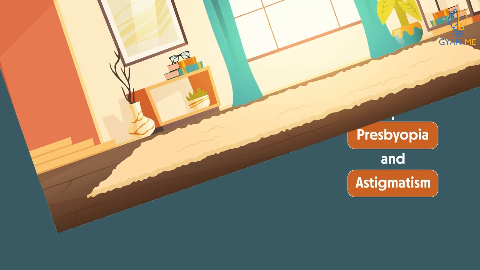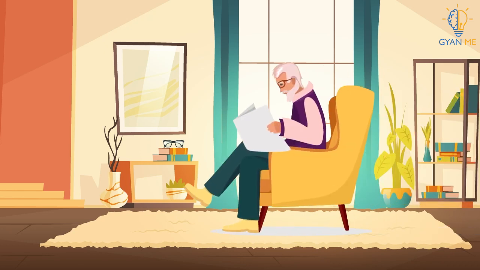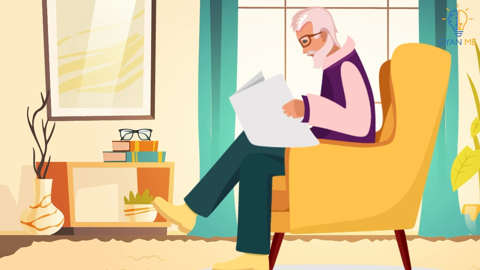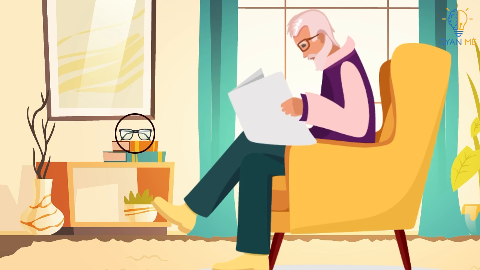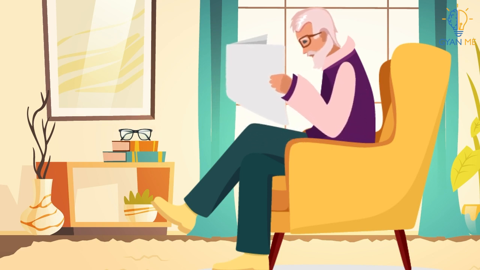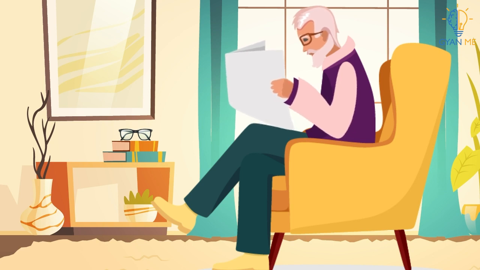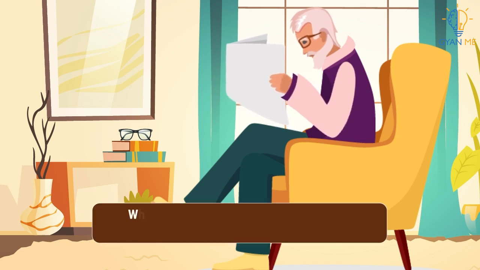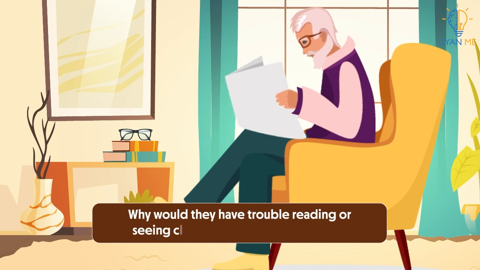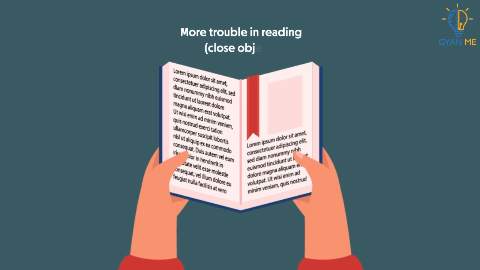I'm sure all of you must have seen your grandparents while they are reading or writing something. When you give them something to read or write, what do they do? Yes, absolutely. They first look for the spectacles, find them, and then start reading or writing. Or they take that little thing away from or towards the eye and then read or write. But why is this so? Why would they have trouble reading or seeing close objects or distant objects? Generally, they have more trouble in reading and identifying close objects.